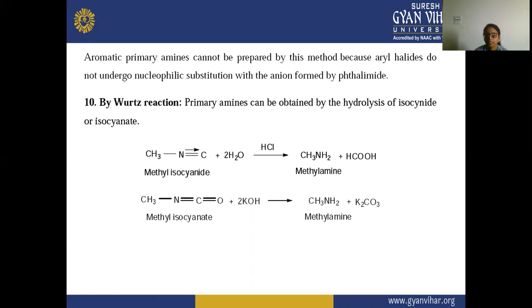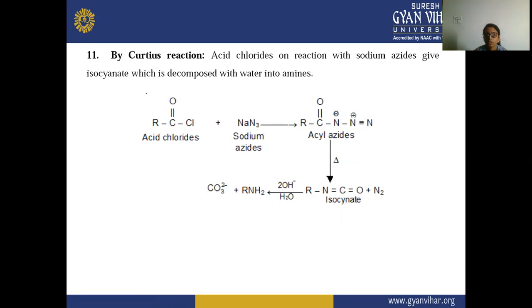So here that is forming a methyl amine, plus potassium carbonate is also formed here. So this whole reaction is your isocyanide hydrolysis reaction. In this reaction, there is the hydrolysis of the isocyanide, and from this there is the formation of the primary amines. Next is the Curtius reaction.